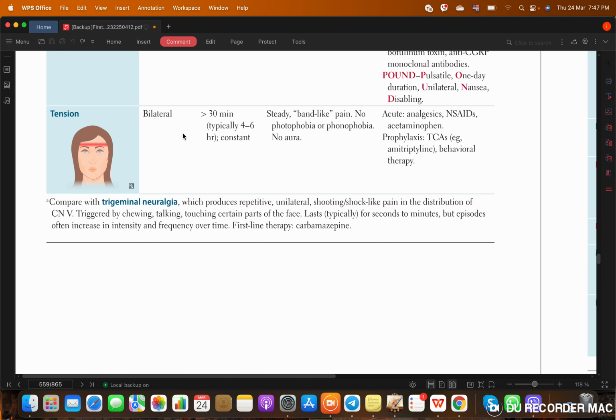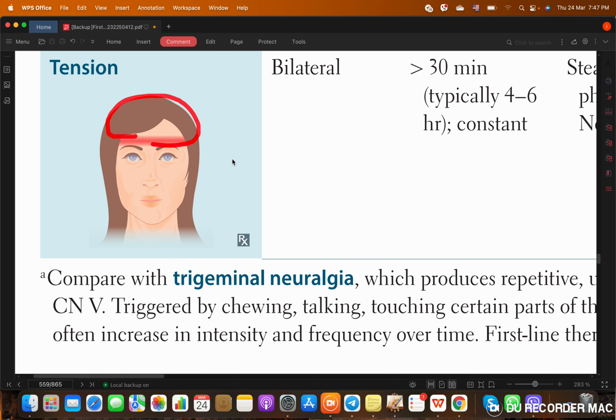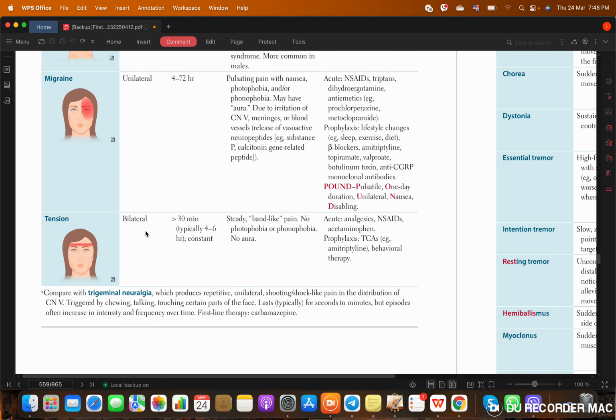Tension headache, all of us have it, really, really common. It's bilateral, a band-like headache. It's like having a crown on your head. More than 30 minutes, typically 4 to 6 hours, and it's constant. It's a steady band-like headache with no photophobia or phonophobia, no aura, no autonomic symptoms, nothing like that. At the acute stage, you can give analgesics, NSAIDs and acetaminophen. All can stop it. TCAs can be utilized, like amitriptyline, which is a tricyclic antidepressant, and behavioral therapy will make it go away.